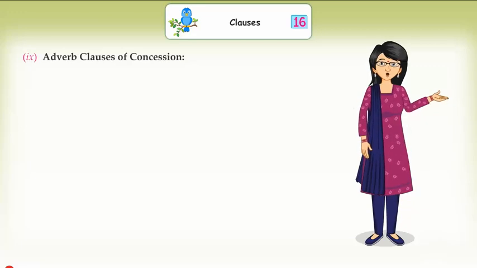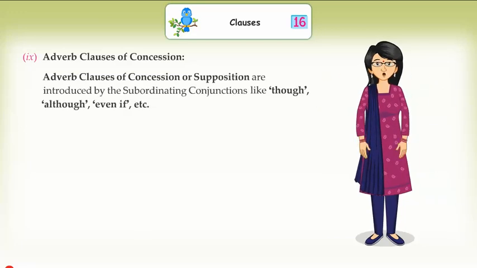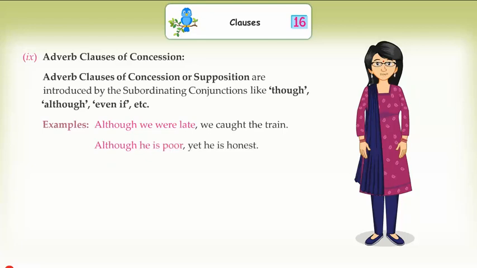9. Adverb clauses of concession. Adverb clauses of concession or supposition are introduced by the subordinate conjunctions like though, although, even if, etc. Examples: Although we were late, we caught the train.